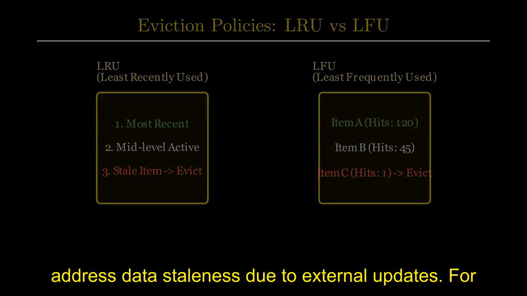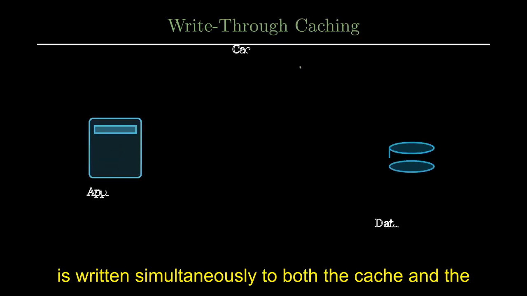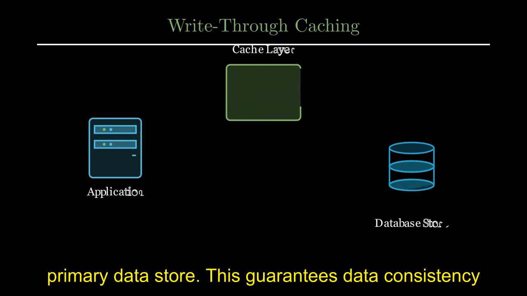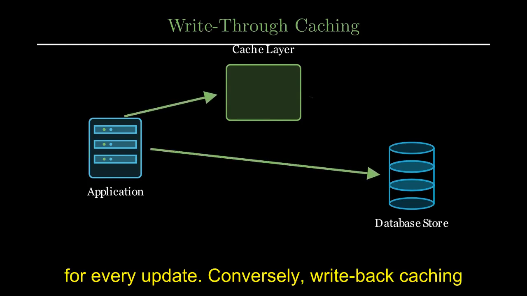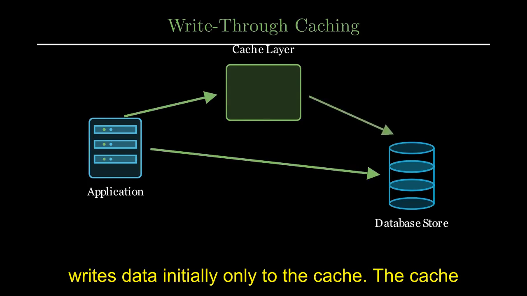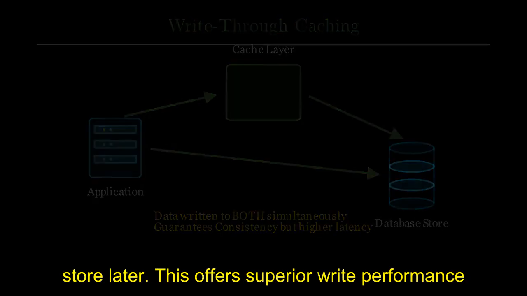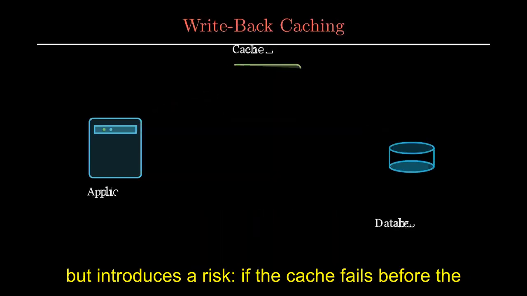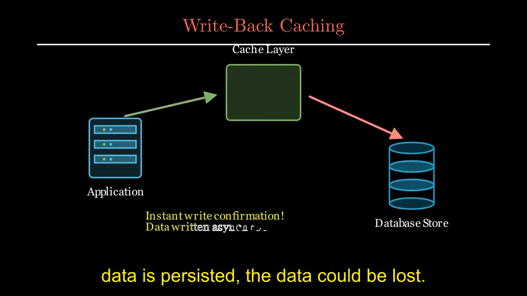For maintaining consistency with writes, several patterns exist. Write-through caching ensures data is written simultaneously to both the cache and the primary data store. This guarantees data consistency but incurs the latency of writing to both sources for every update. Conversely, write-back caching writes data initially only to the cache. The cache then asynchronously writes the data to the primary store later. This offers superior write performance but introduces a risk. If the cache fails before the data is persisted, the data could be lost.